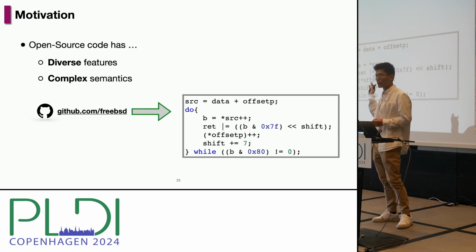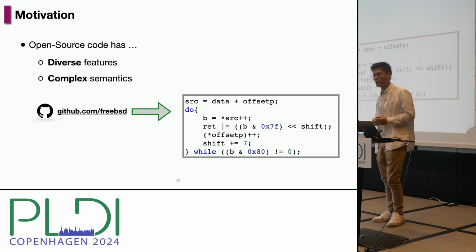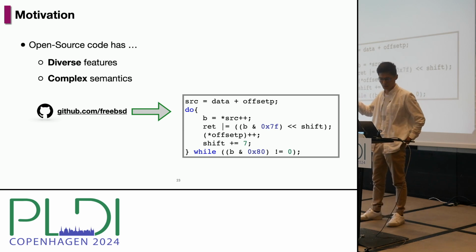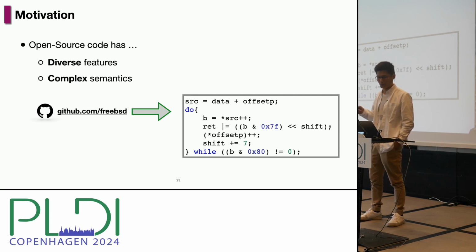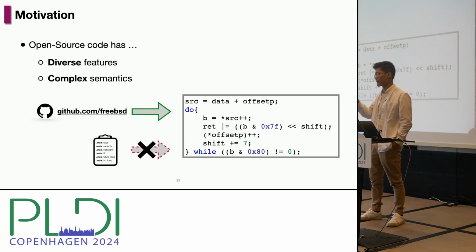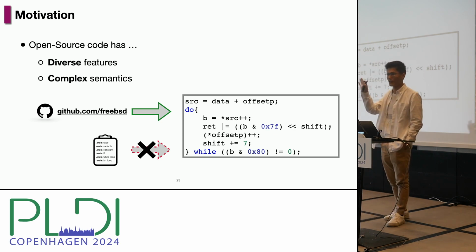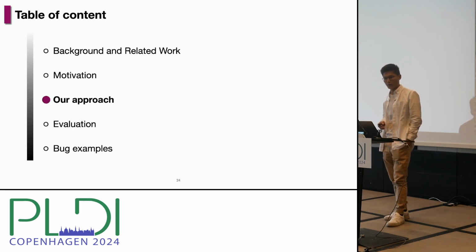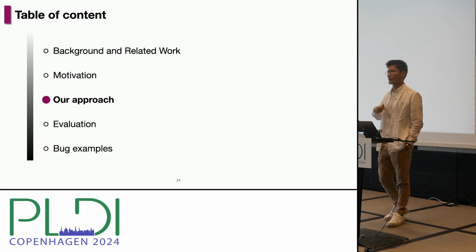For example, this complex for loop I just showed you, I just copied from FreeBSD on GitHub, and this kind of loop can never be generated by the existing random generators. It's really hard to randomly generate a loop like this, especially without any undefined behaviors. So next I'll show you how we utilize the real-world code.